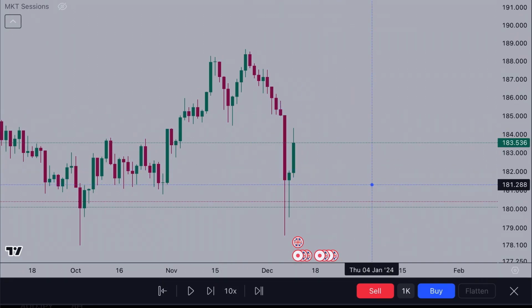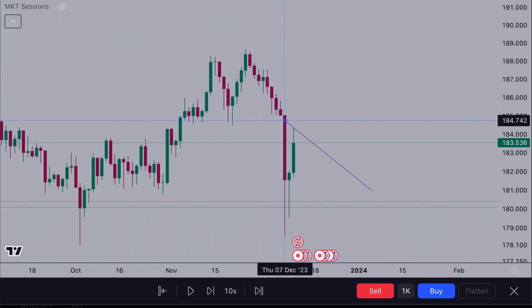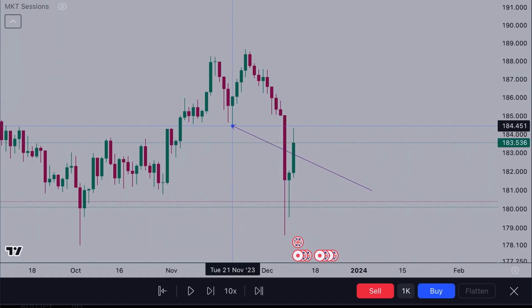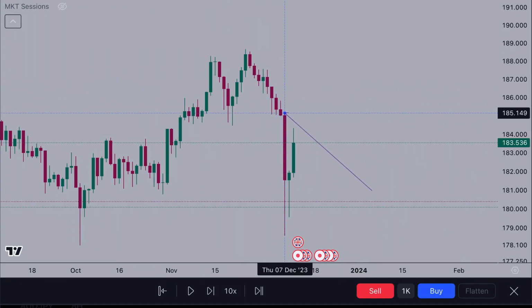So as you can see right here, we just had an impulse to the downside, breaking previous structure right here, and also closing below the previous structure. After we identify our impulse, we'll be looking if the impulse consists of all the same color. As you can see right here, the impulse to the downside, breaking and closing below previous structure, consists of all red candles. Now we will be looking for a correction.